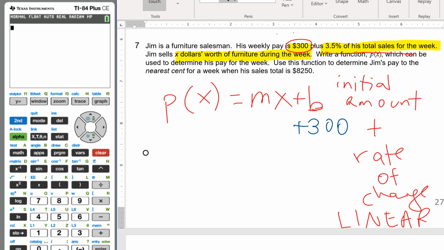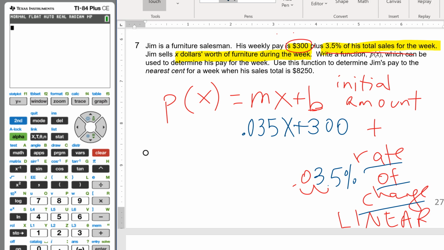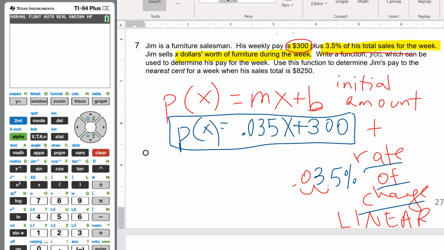The harder part is the rate of change. How much is this changing by? Now the true rate of change is 3.5%, but we can't put a percent in an equation. We're going to move the decimal twice to the left and use the value of 0.035 as our rate of change, and we know the rate of change is always attached to x in a linear function, and therefore this is our function. P of x equals 0.035x plus 300.